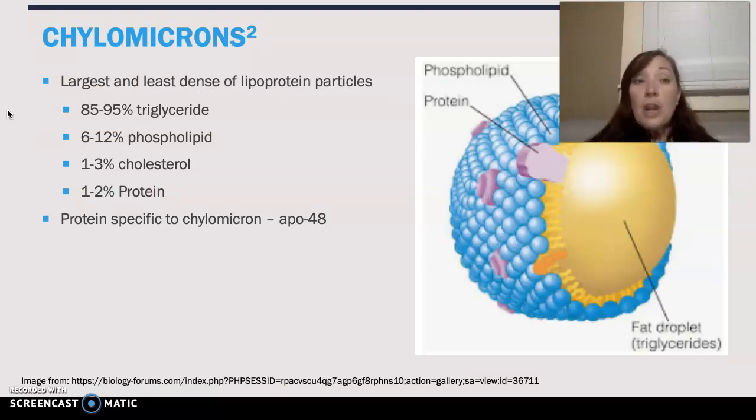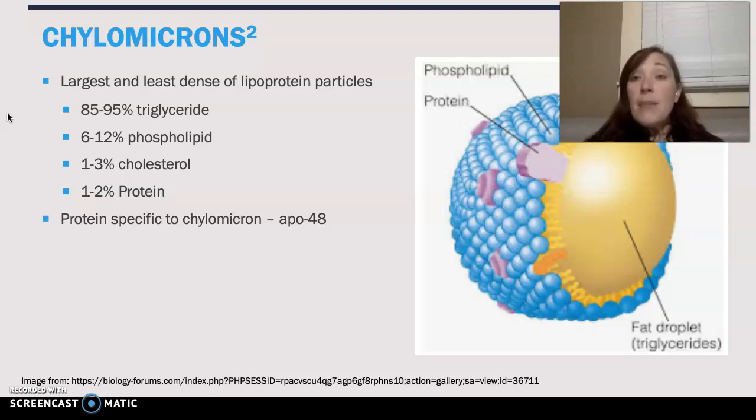So we have our chylomicron, which is the least dense of our lipoproteins. As I mentioned earlier, some other forms of lipoproteins are LDL, VLDL, and HDL. Each of these has a different combination of triglycerides, phospholipids, cholesterol, and protein, with HDL actually having the most protein and the least amount of triglycerides. Chylomicrons are the opposite. It has the most amount of triglycerides. It has 85 to 95% triglycerides, 6 to 12% phospholipids, 1 to 3% cholesterol, and 1 to 2% protein.